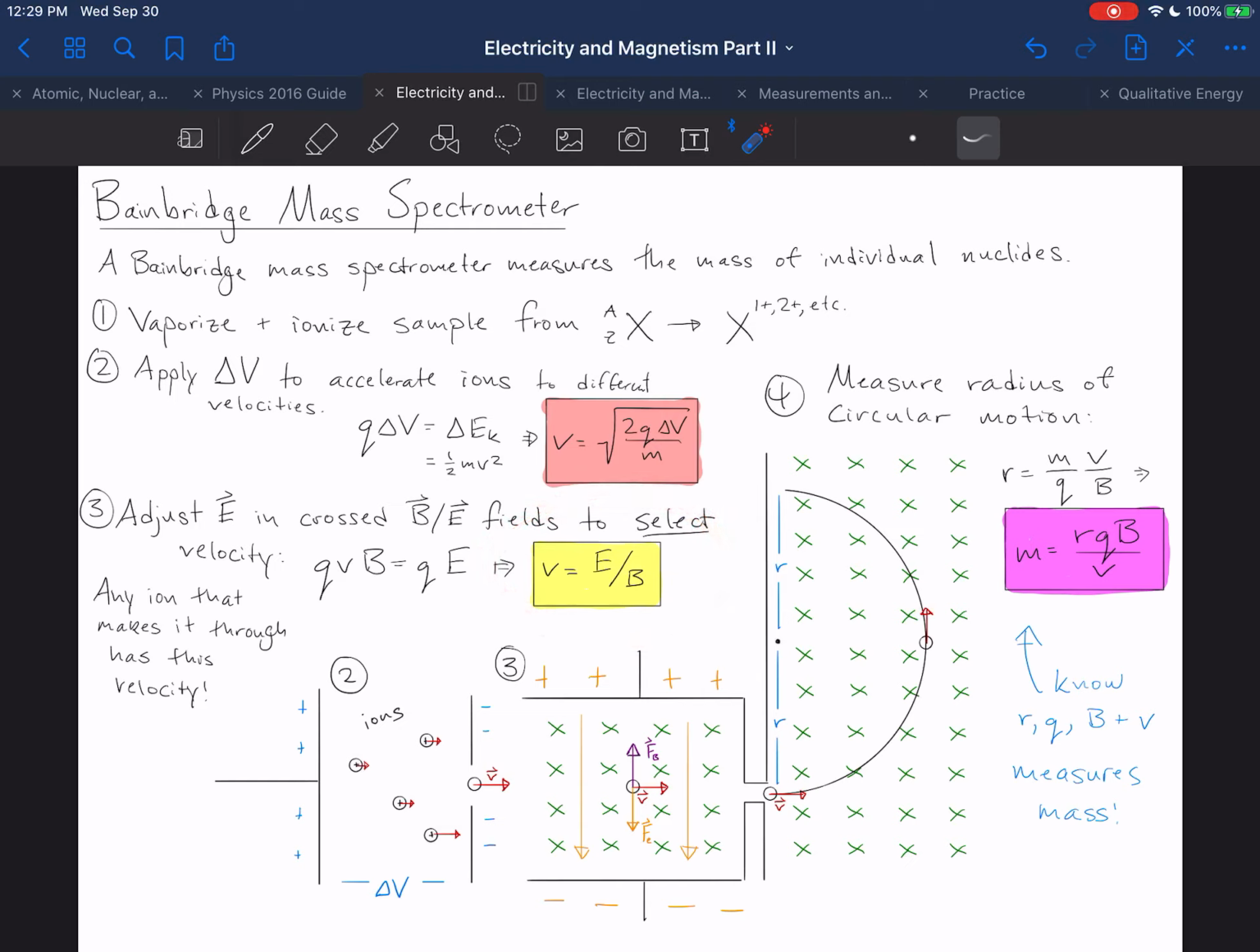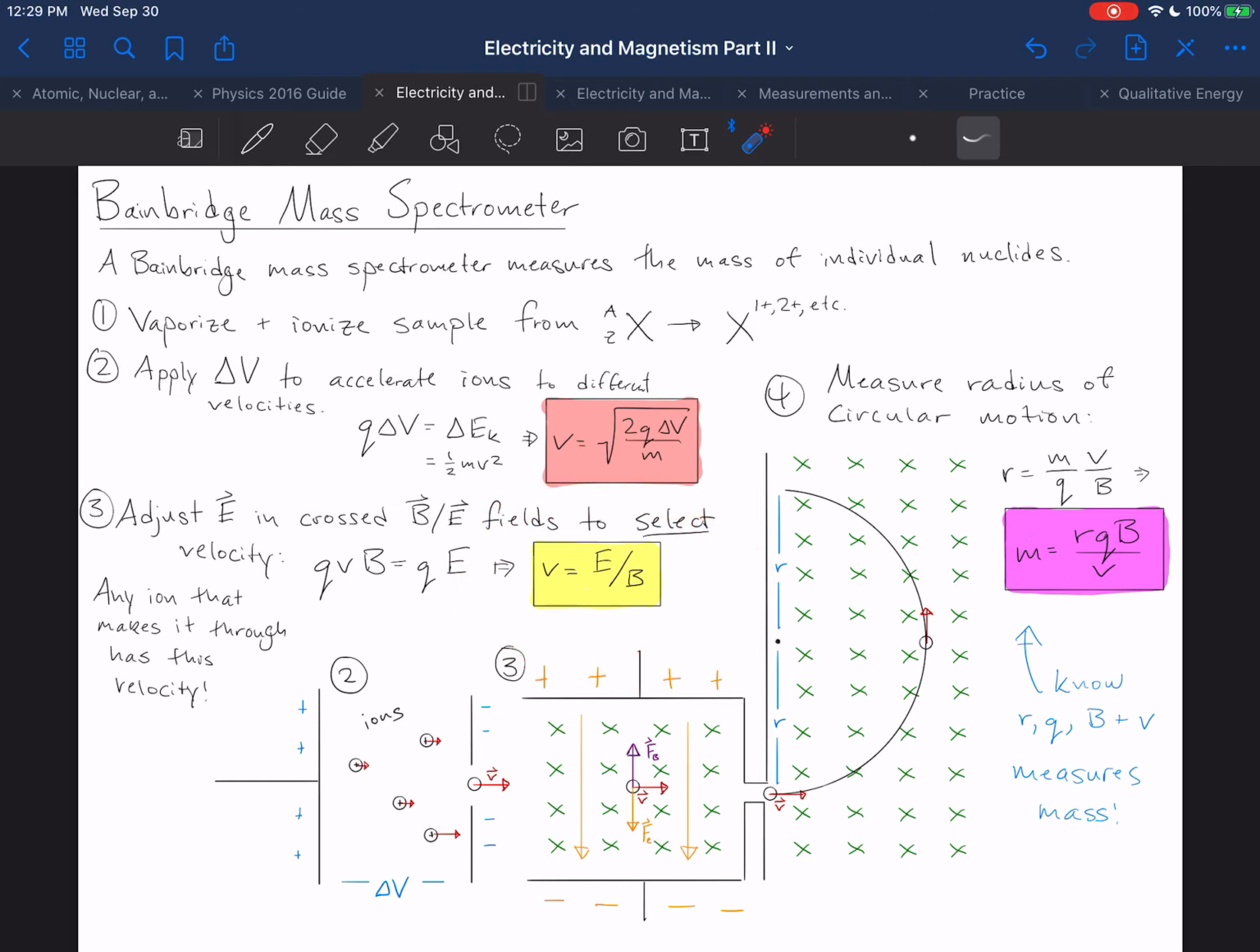And notice we can change, right? So let's say it's not perfect, it's not exactly the velocity we want. We can adjust the electric field and the magnetic field until these particles make it all the way through. So let's say we're miscalibrated at the beginning, then what we can do is simply adjust the electric field strength until the particles are making it through, at which point we know what their velocity is.